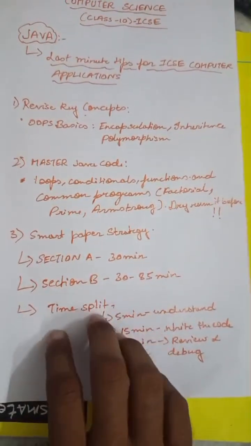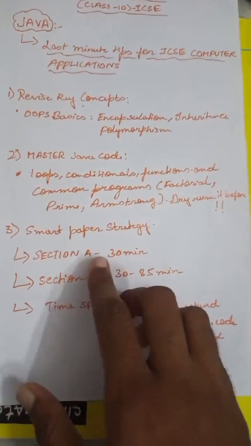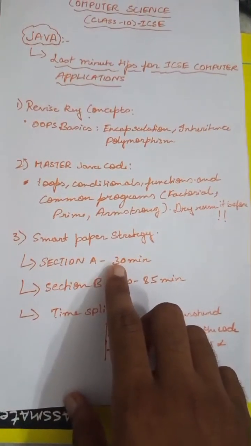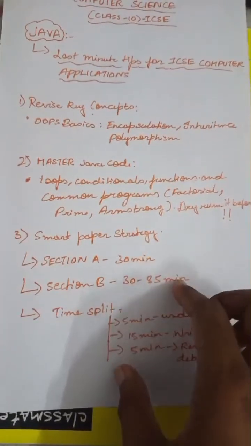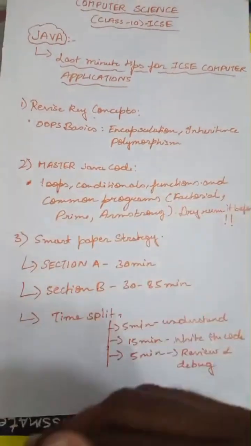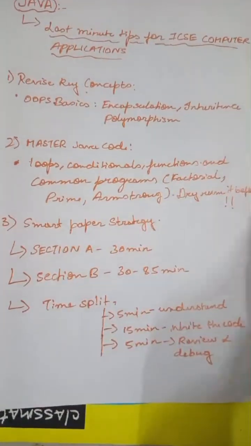First of all, in your question paper, you will be having two sections, A and B. First section, you will be attempting for 30 minutes, and section B will be from 30 to 85 minutes. Means after completing section A, directly jump to section B.